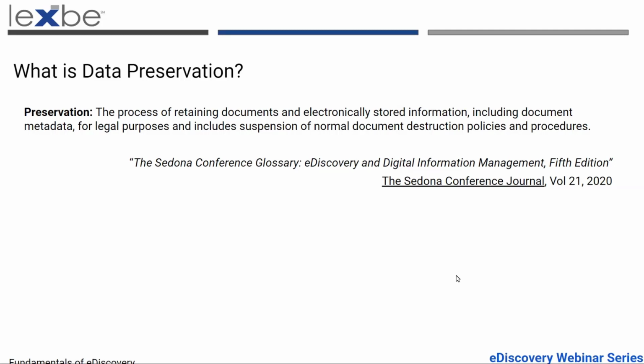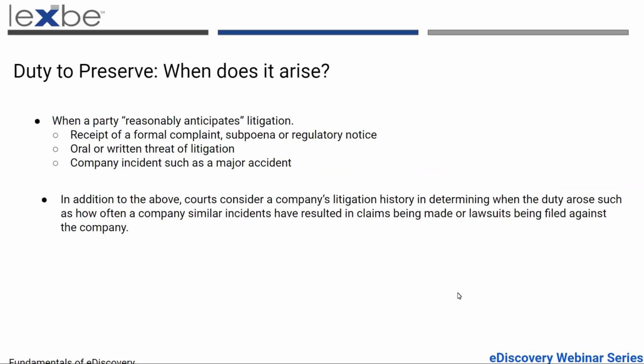So when does the duty to preserve the data arise? How do you know when you need to preserve the data? The duty to preserve electronically stored information arises when a party reasonably anticipates litigation. Now, various courts have examined what "reasonably anticipates" means.